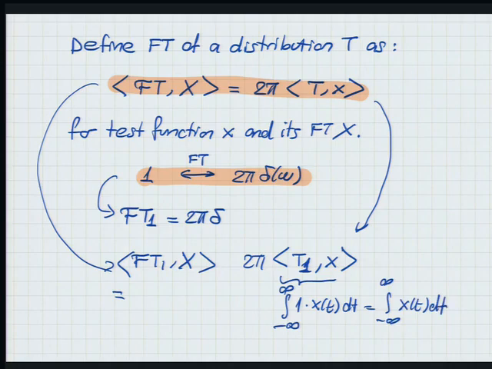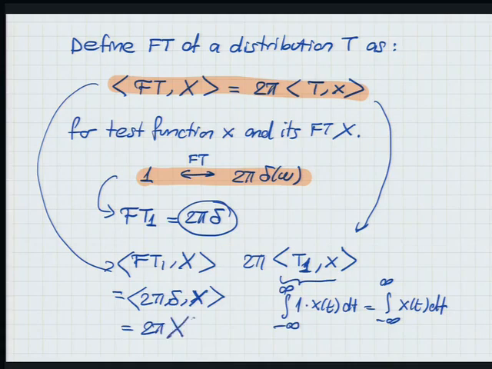So if you believe that the Fourier transform of this distribution is 2 pi delta, then the left-hand side here is 2 pi delta acting on x of omega, right? And what would that give us? By definition, delta is a distribution. How does it act on a function? It grabs the function, takes its value at 0, spits it out as the answer, right? So that's the definition of the distribution delta. So that's going to give us 2 pi x of 0, right?